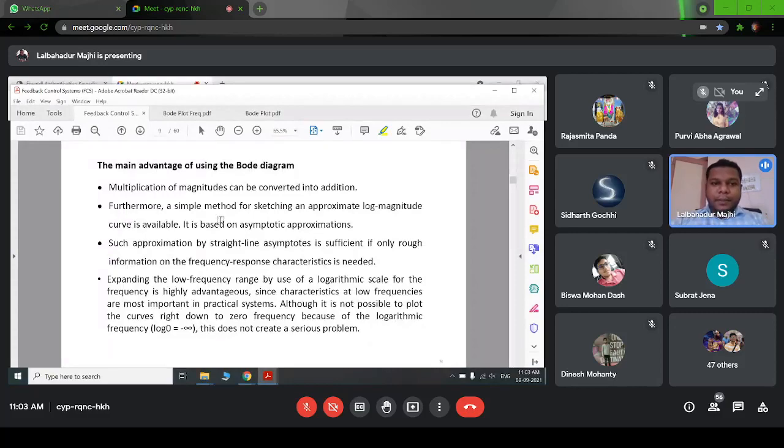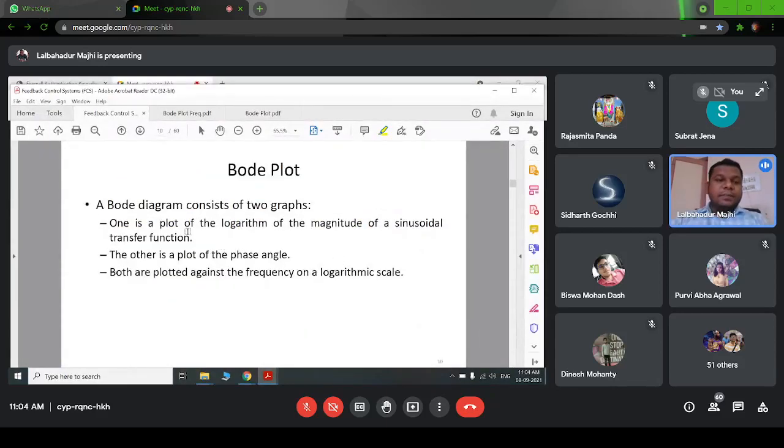Then what are the advantages of using the Bode diagram or the Bode plot? In this case, the multiplication of magnitudes can be converted into addition. We also have a simple method: the approximate log magnitude curve is available. It is also known as asymptotic approximation. We don't need to plot the exact magnitude plot. We can approximate using the asymptote. Such approximation by straight line asymptote is sufficient if only rough information on the frequency response is needed.